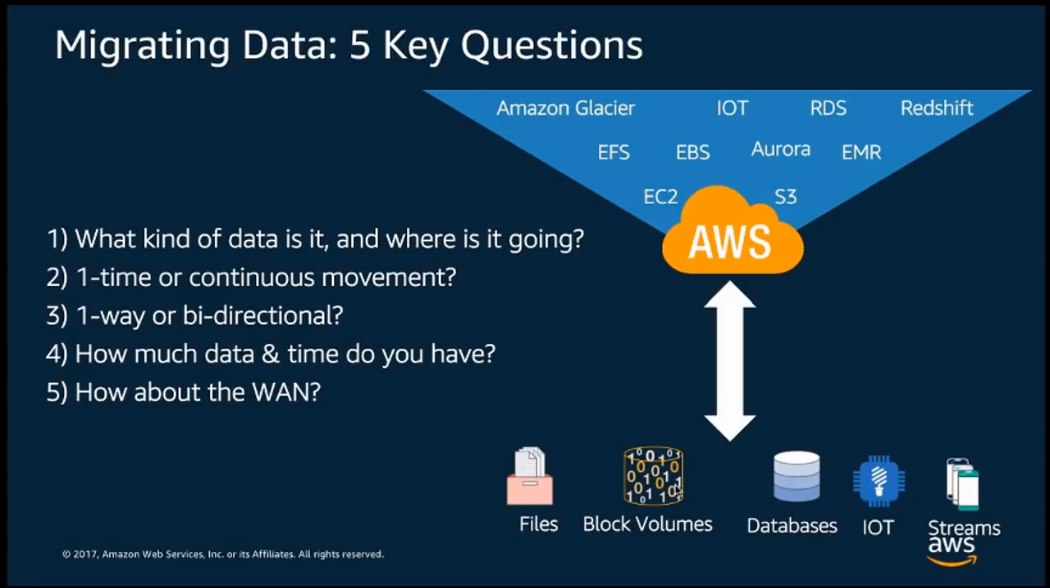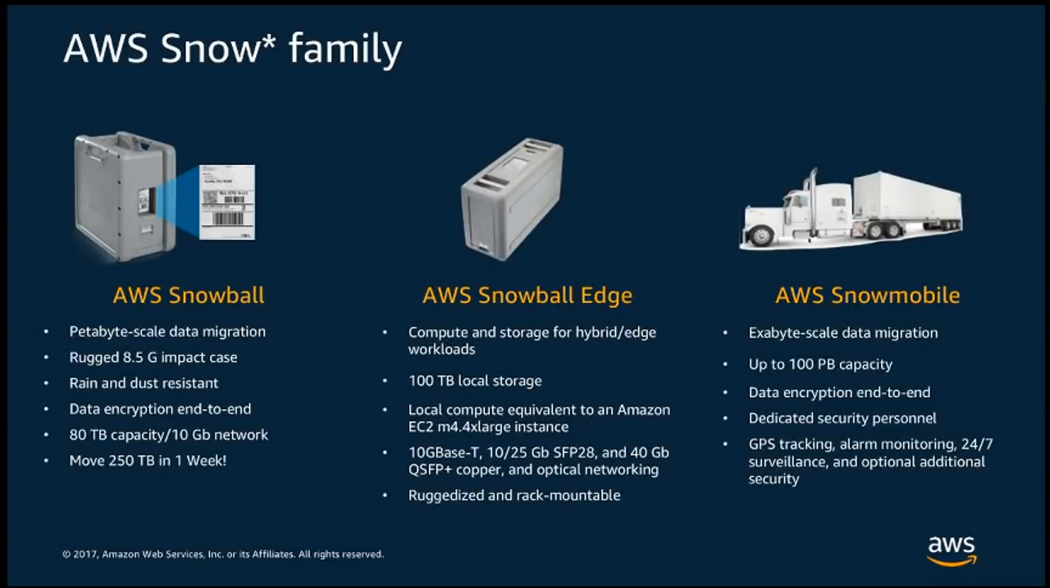Because if the WAN isn't large enough, you have a very tight time frame and a lot of data, you might run into issues trying to transfer all of that over the network. And the good news is we actually have some tools at AWS that can help you manage that process. The first thing that we're going to talk about is the Snow family of products.